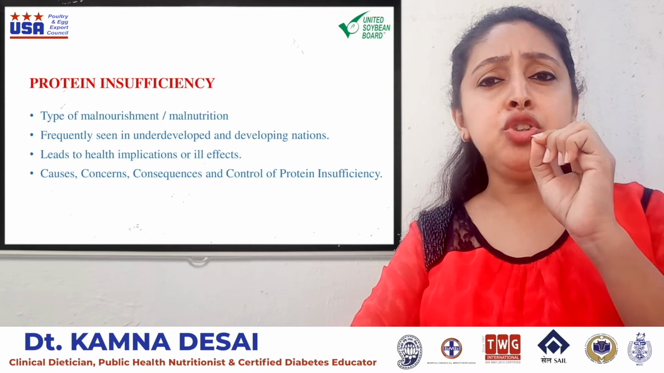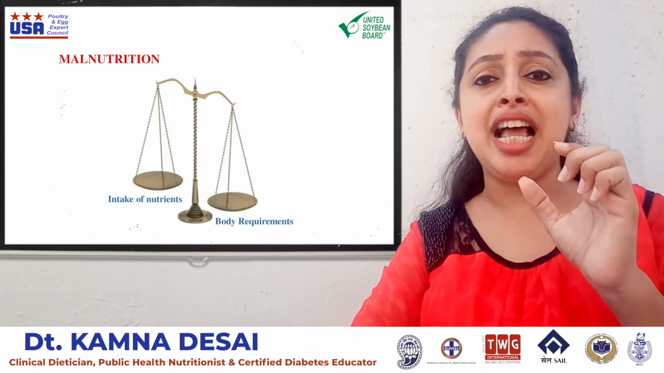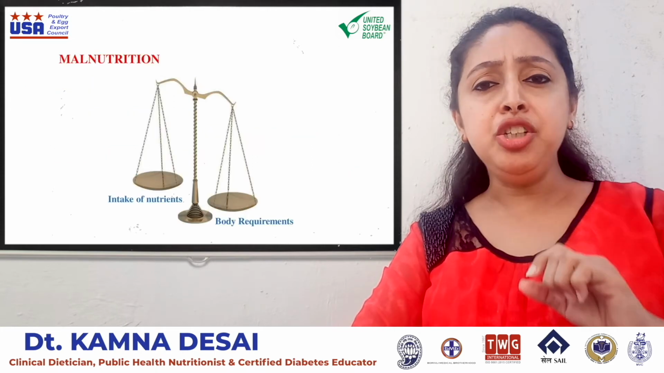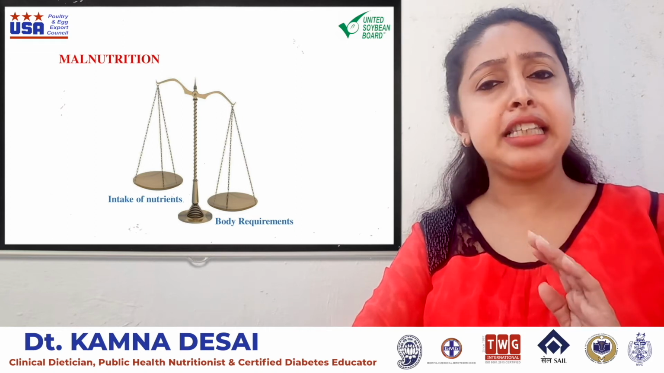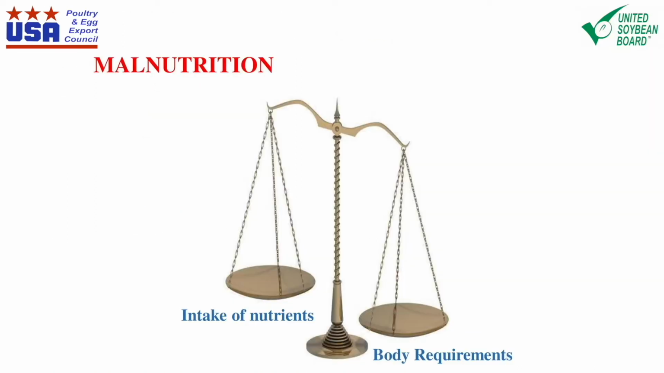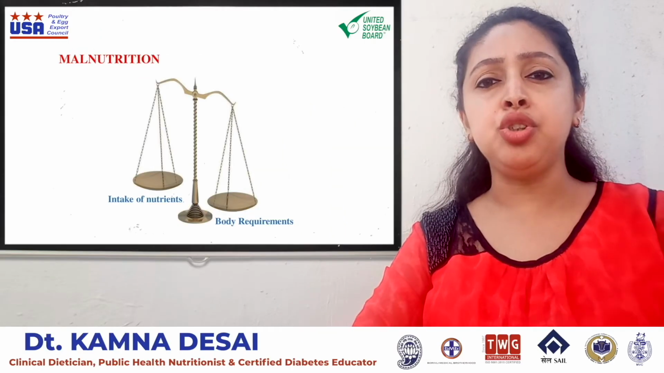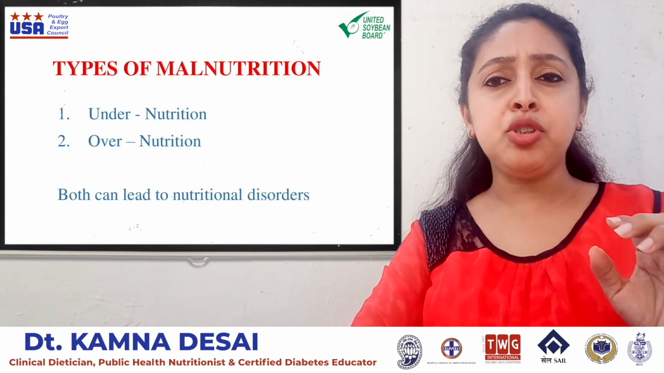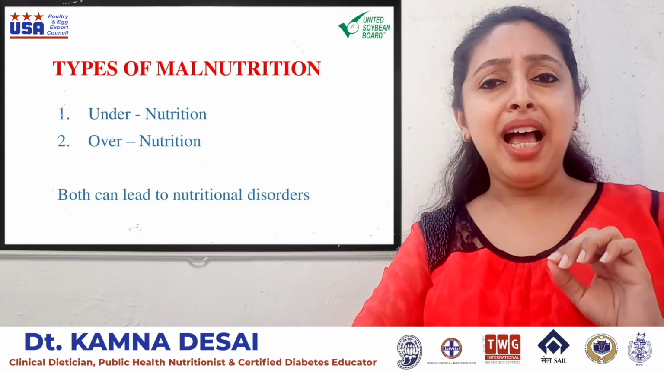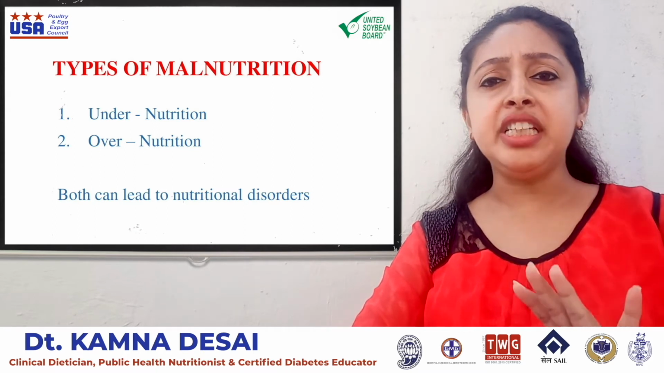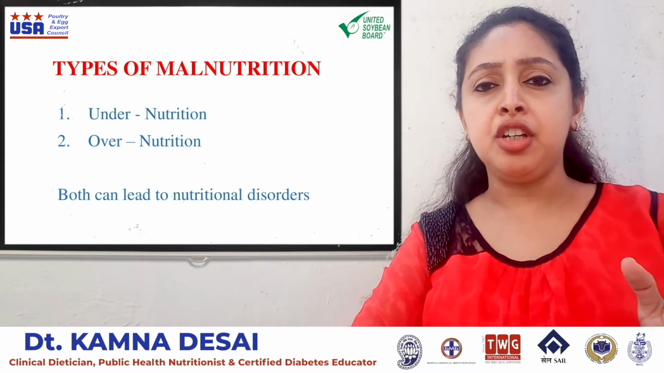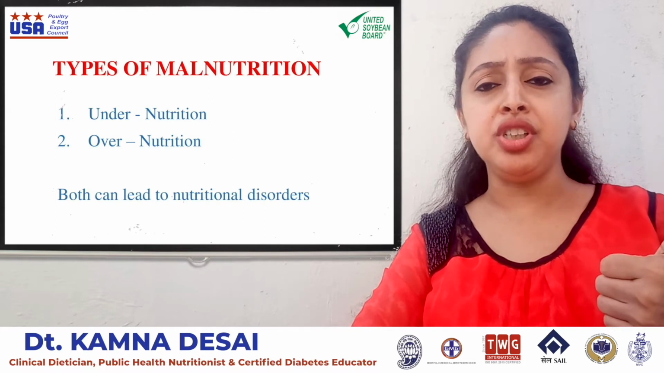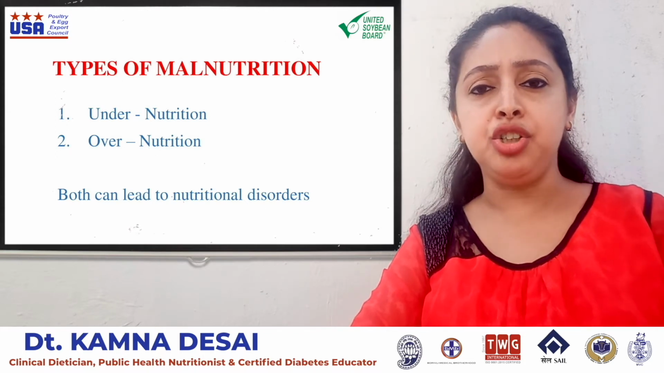So coming on to the first term, which is malnutrition. Malnutrition is defined as the imbalance between the body's needs, or what we call requirements, and the intake of nutrients, which can lead to nutritional disorders. So coming on to the types of malnutrition. Malnutrition can be broadly divided into two types. First being overnutrition, and second being undernutrition.